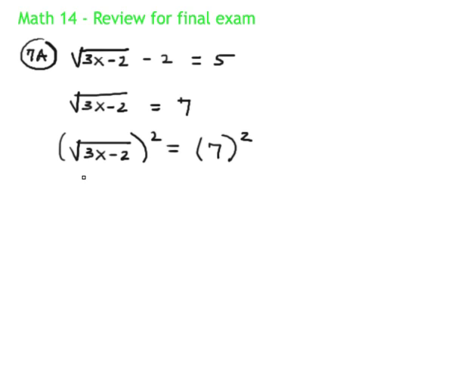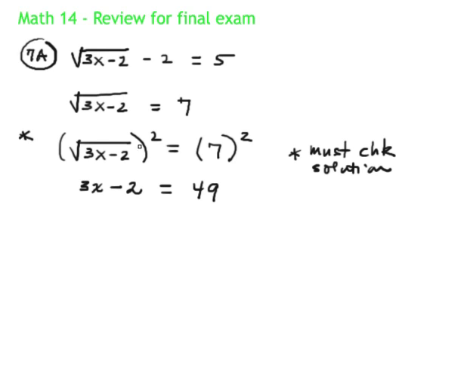Okay, so we're squaring both sides, and then on the left side, the square root sign pops off. We just get what's inside. We get 3x minus 2. On the right side, we have 49. Now notice whenever we square both sides, we must check the solution. That always happens when we do this. When we square both sides, we must check the solution later on. So let's get our solution.